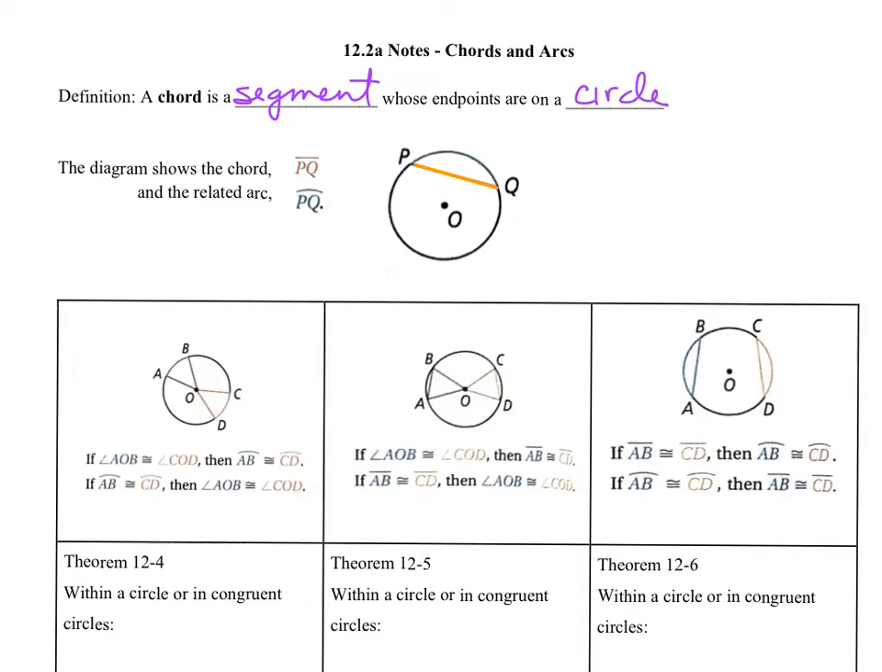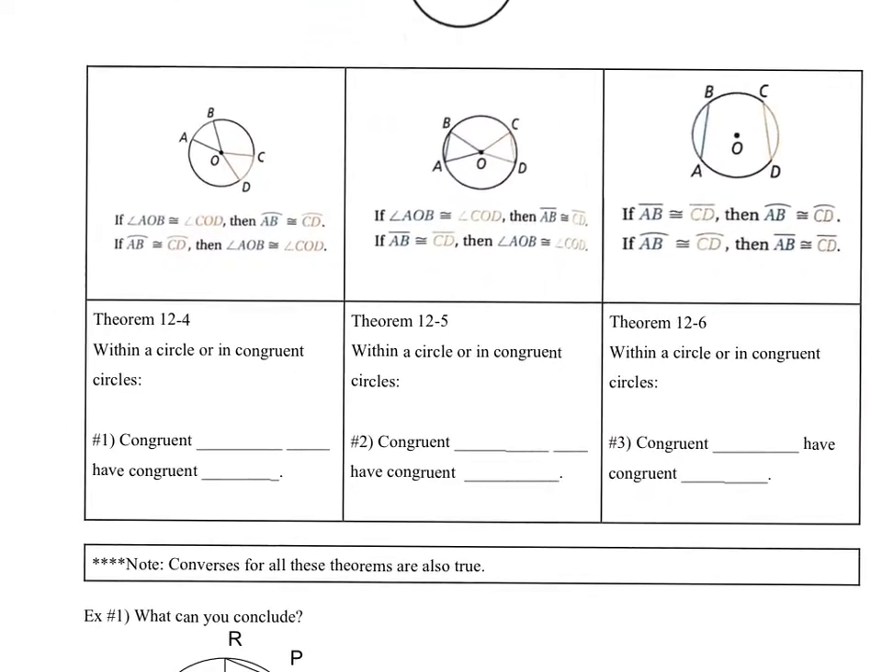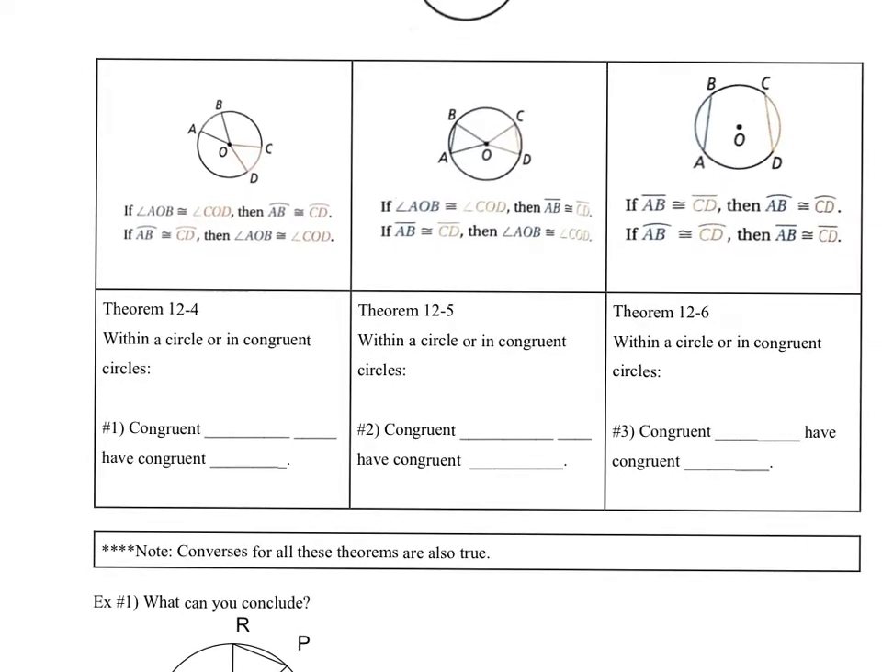So if you look at this picture here, this orange segment, that is our chord. It goes from P to Q, so we call it chord PQ, but it also has this arc that is related to it. This arc right here, we call arc PQ, and we've talked about arcs before. But there's a relationship between those things, and there actually are 3 theorems that we're going to talk about to discuss that relationship.